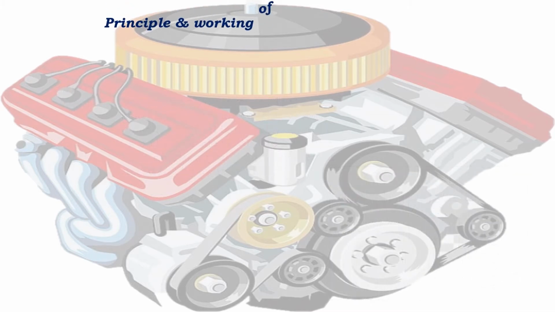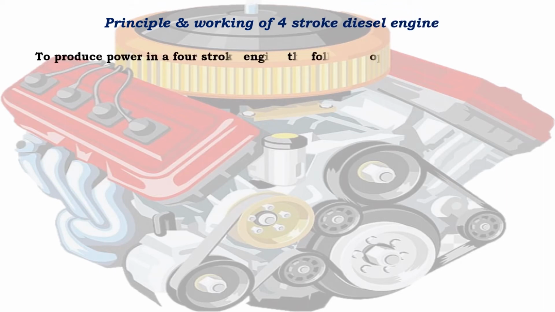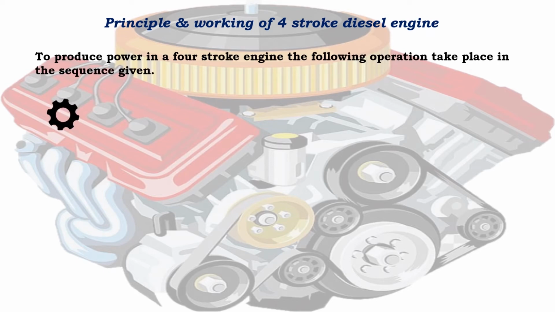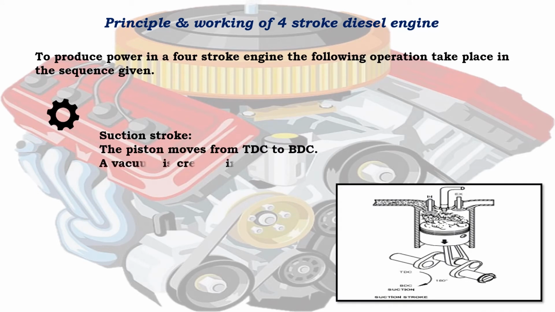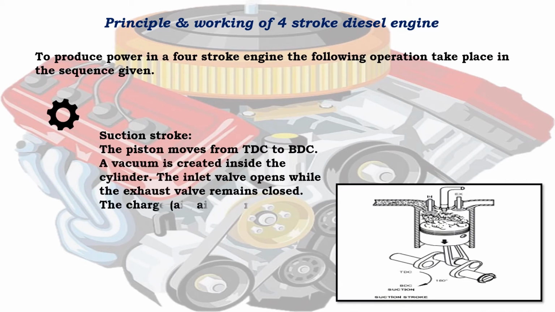Principle and working of four-stroke diesel engine. To produce power in a four-stroke engine, the following operations take place in the sequence given. Suction stroke: the piston moves from TDC to BDC. A vacuum is created inside the cylinder. The inlet valve opens while the exhaust valve remains closed. The charged air-fuel mixture enters the cylinder.